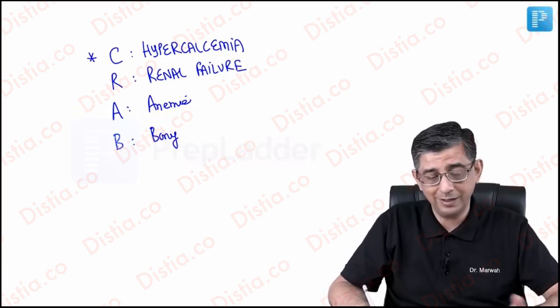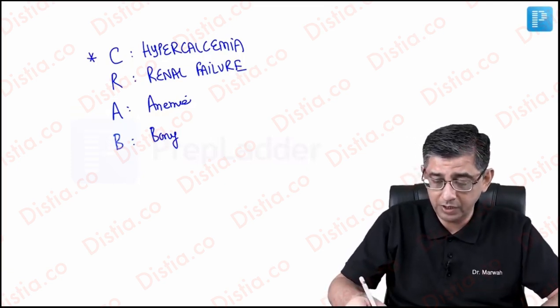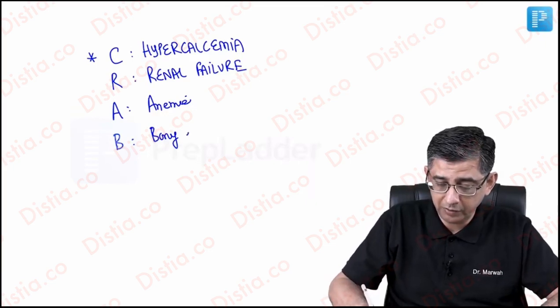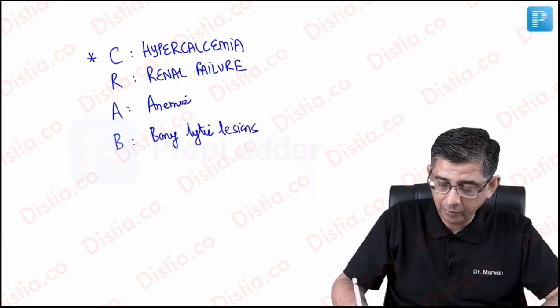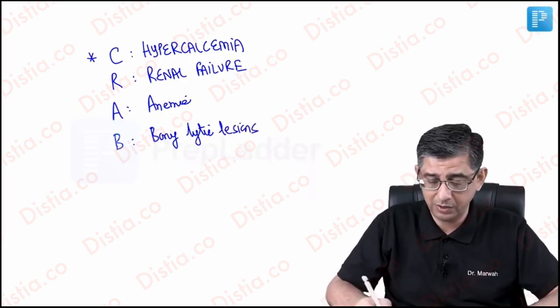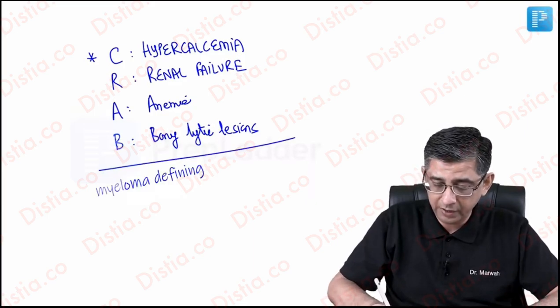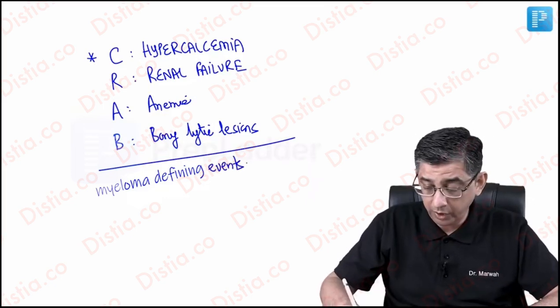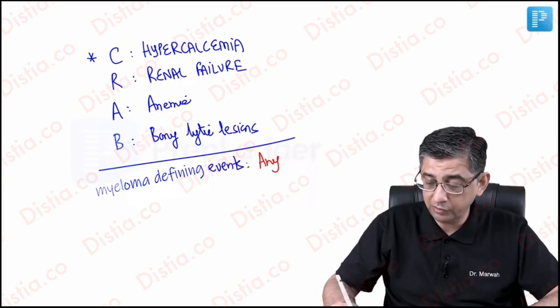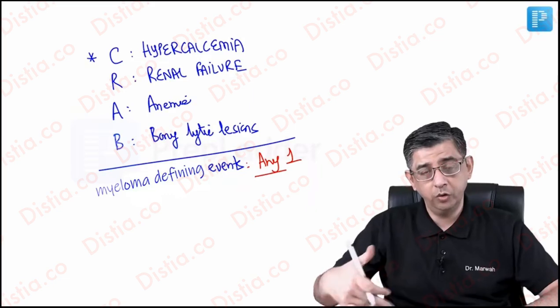Though obviously that will take some time, it will happen in the later part of the disease. Prior to that, all these manifestations would have already appeared in the patient, but CRAB is written in multiple choice questions as myeloma-like events. And again, for diagnosis of these patients, I don't need all of these to appear. The importance of remembering CRAB is not only the fact that you need to know the full form.